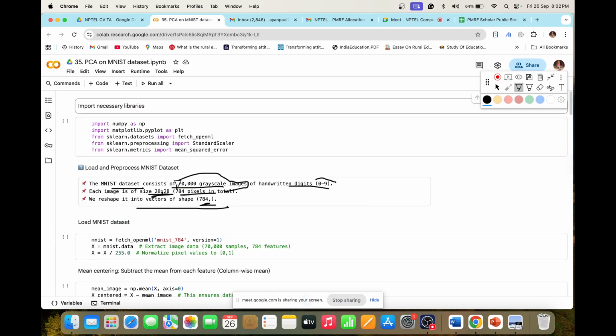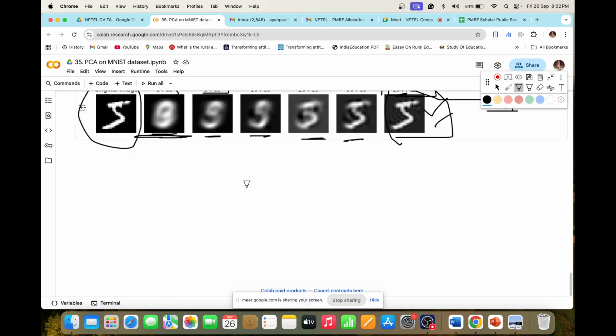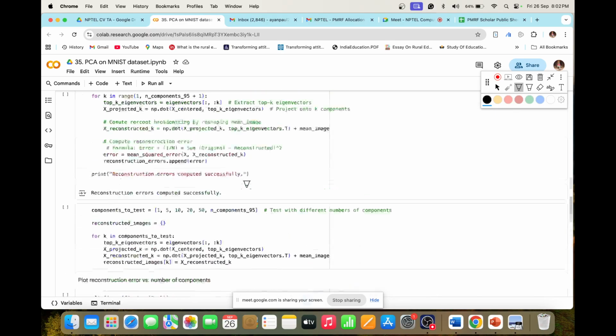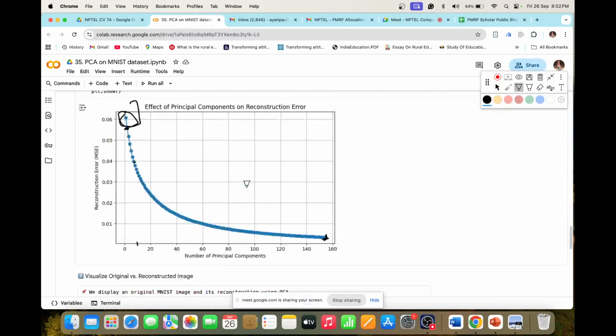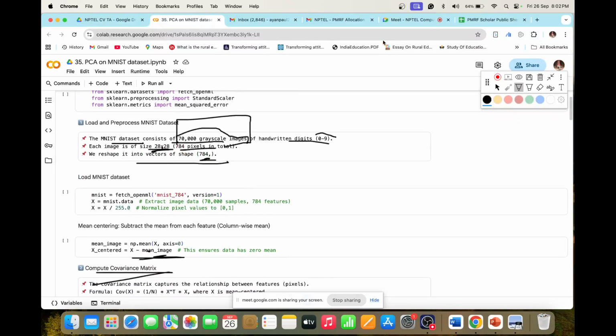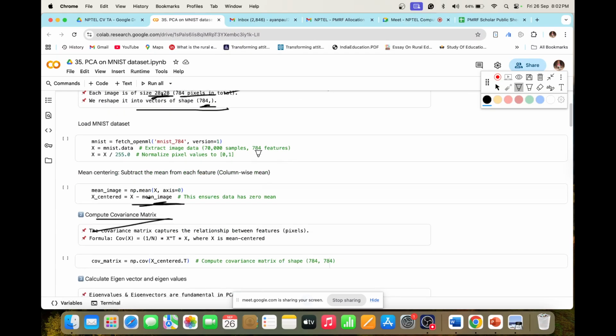Now imagine 70,000 images. That is 70,000 times 630 dimensions we are reducing, so we are reducing a lot of data. This is the whole concept regarding PCA. I hope it is clearer with the help of this code.